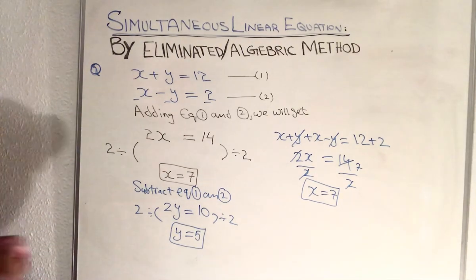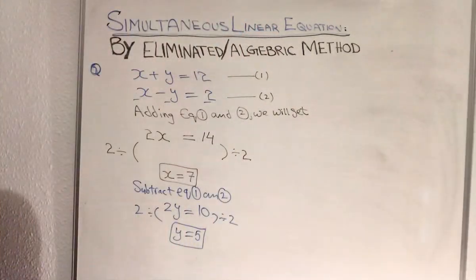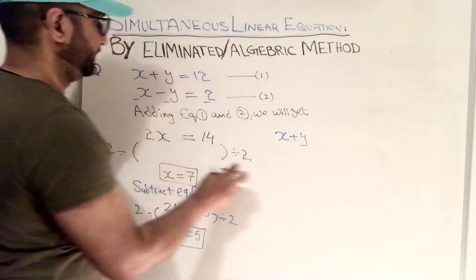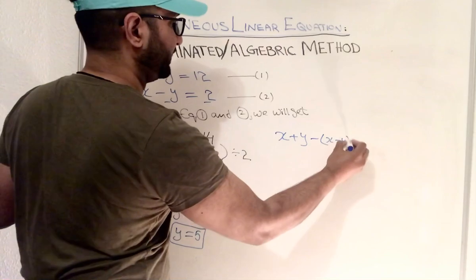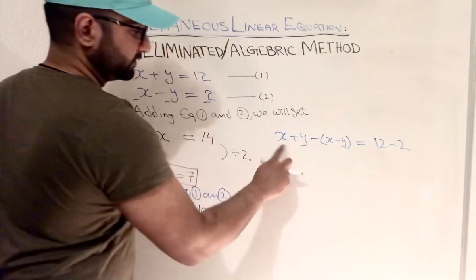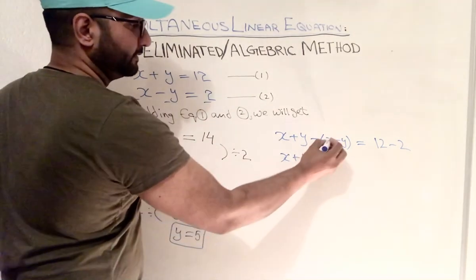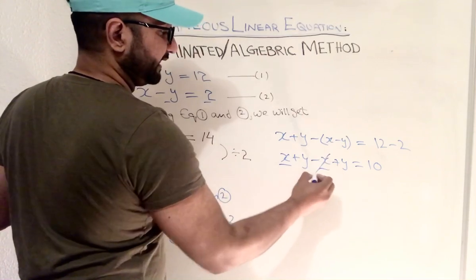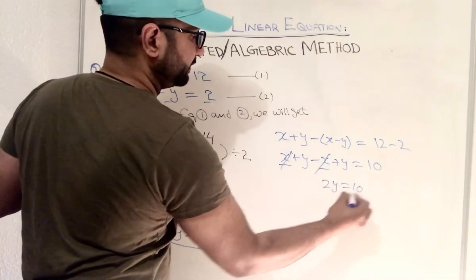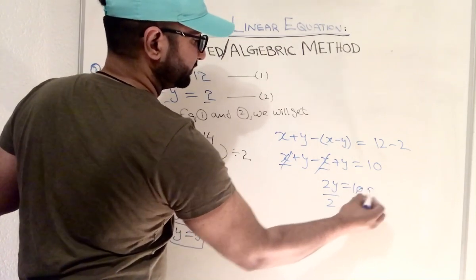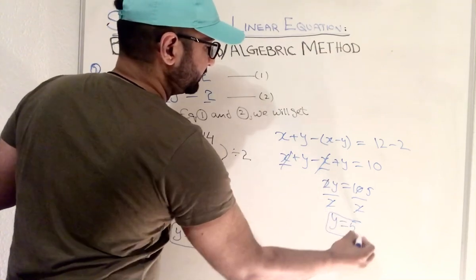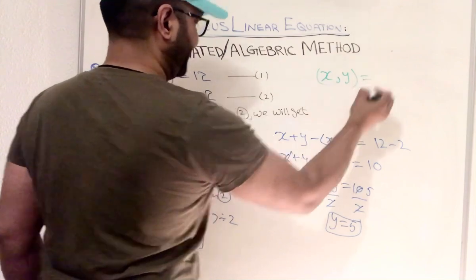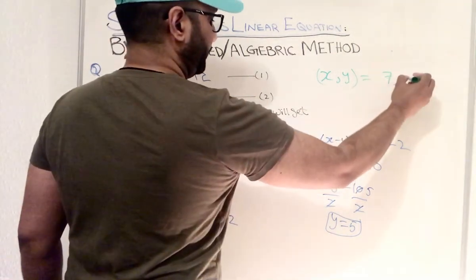Now let's write it another way. First equation take away second equation: x plus y minus x minus y, right? Equal sign, 12 minus 2. So x plus y, minus, I multiply inside, so that becomes minus x, minus minus plus y, equals 10. Positive x and negative x cancel, plus plus gives 2y equals 10. Divide by 2, 2 fives are 10, so y is equal to 5. So the x and y values we get: the value of x is 7 and y is 5.